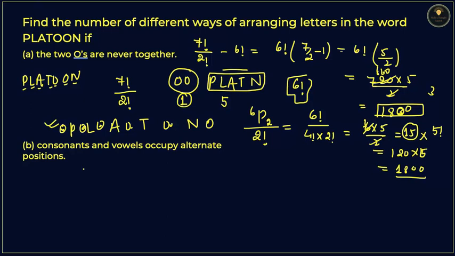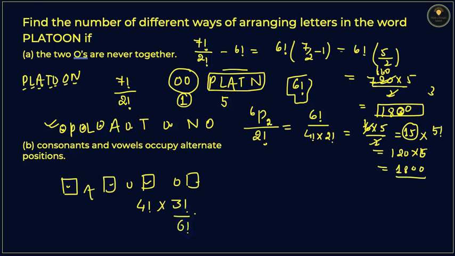Now the next question is that vowels and consonants occupy alternate places. If you can see here, these are P, L, T, N, and A, O, O will be here. This one can be arranged in 4 factorial ways, and A, O, O can be arranged in 3 factorial divided by 2 factorial.